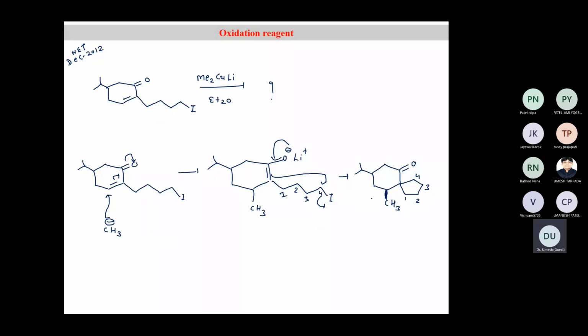Which part is going to combine with this one? See, this is very important, the original stereochemistry. One of the questions asked in GATE exam is like this one, GATE paper approximately in 2011, 11 or 12.